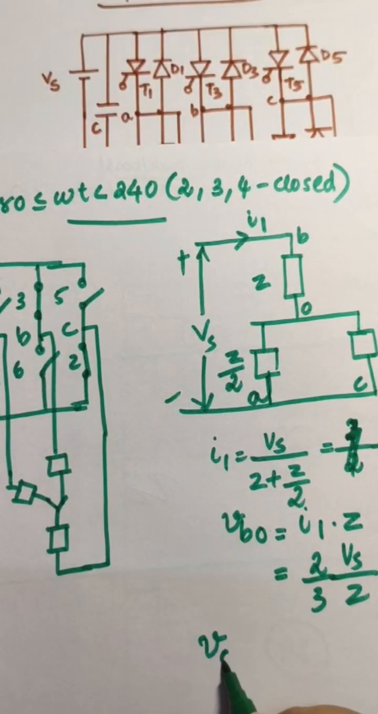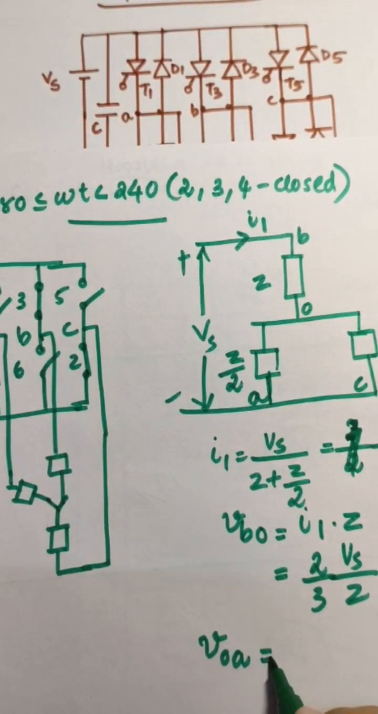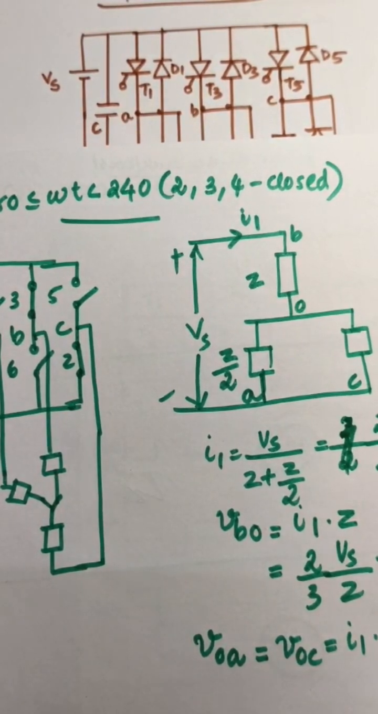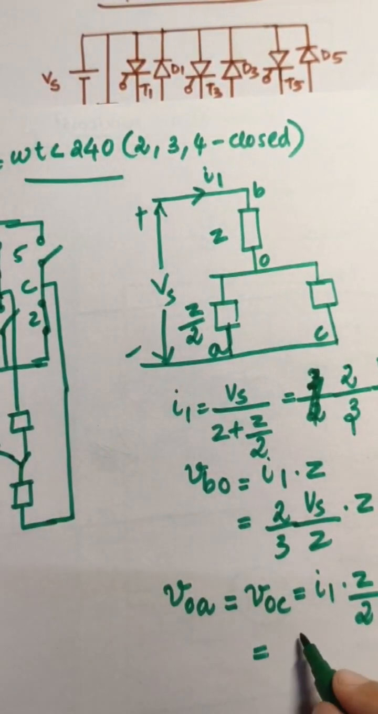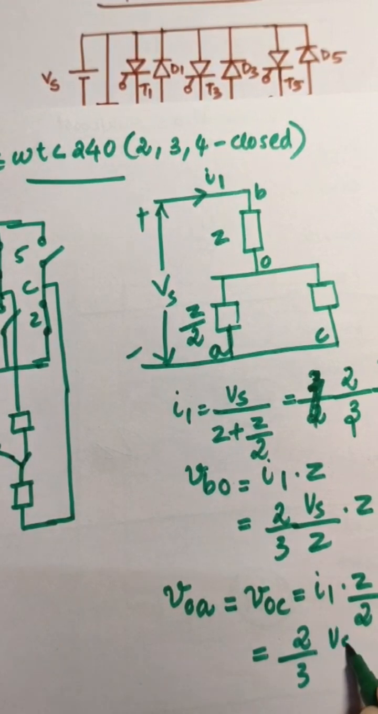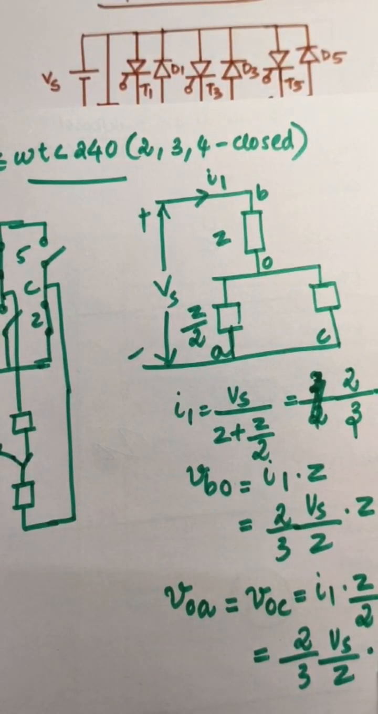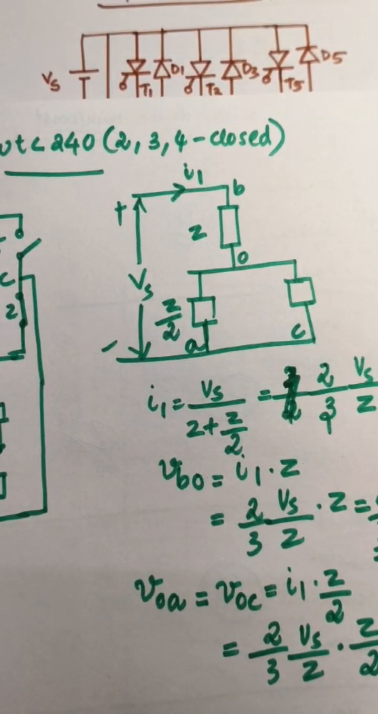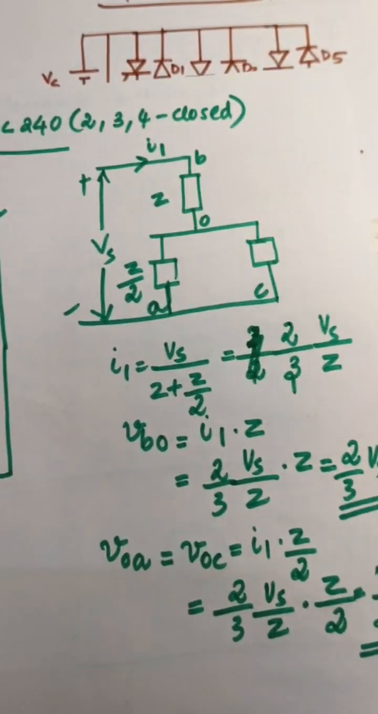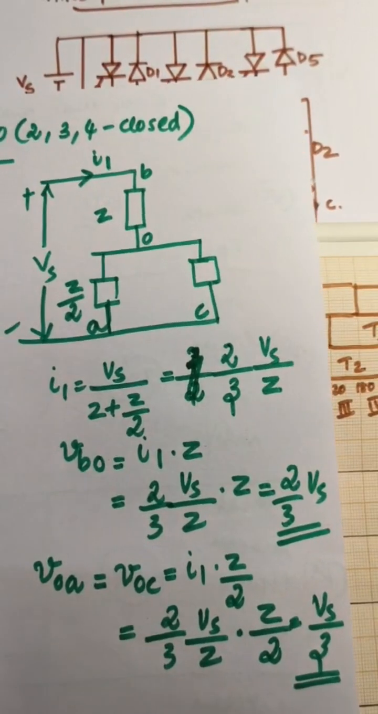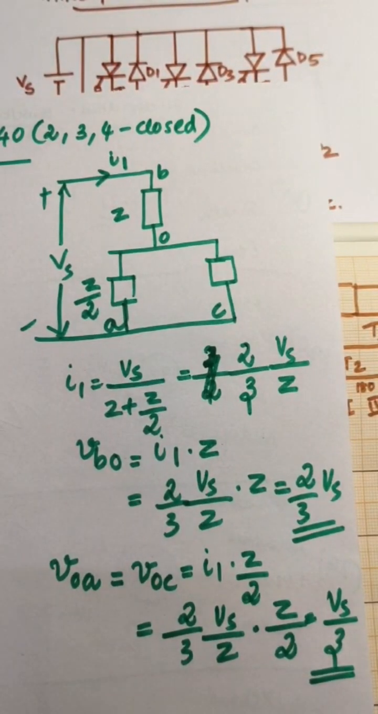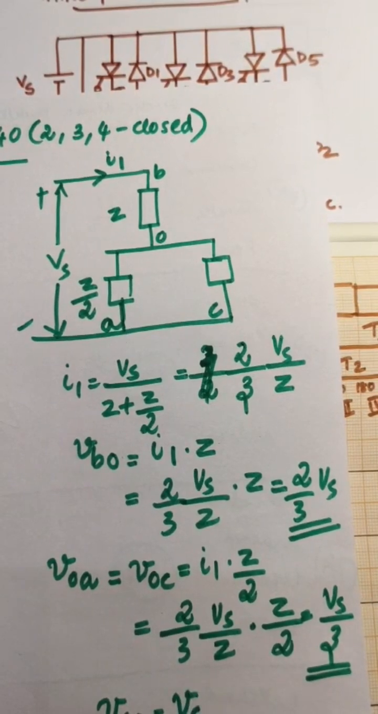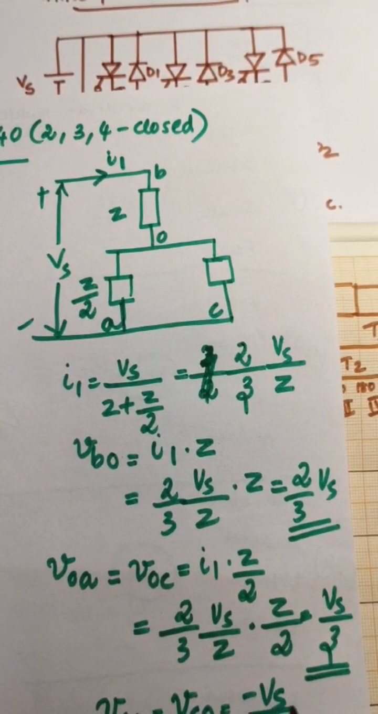Next, VOA is equal to VOC, which is equal to I1 into Z by 2, which is equal to 2 by 3 Vs by Z into Z by 2, which is equal to Vs by 3. VAO is equal to VCO is equal to minus Vs by 3.